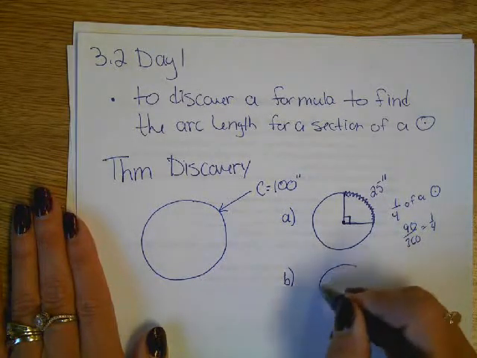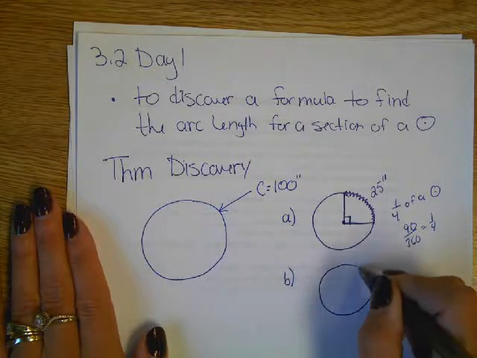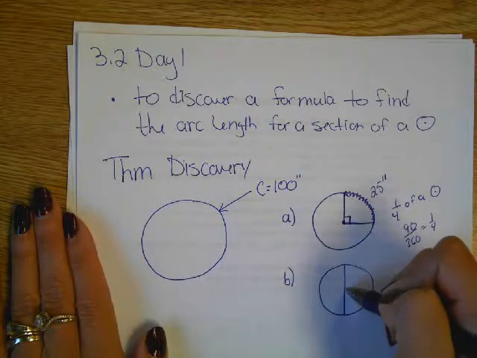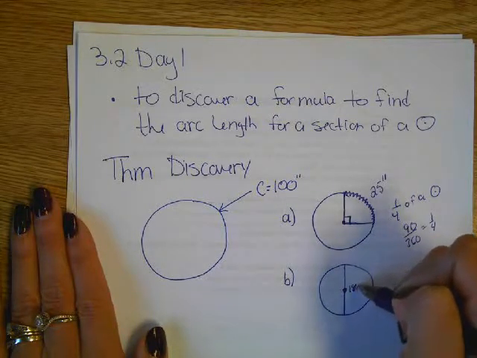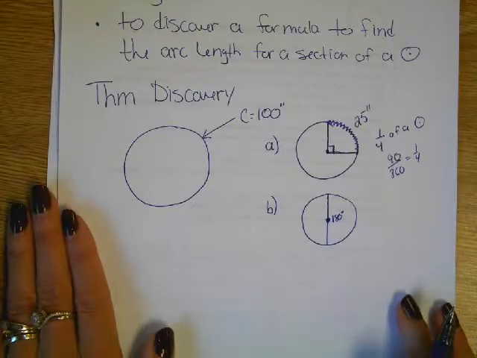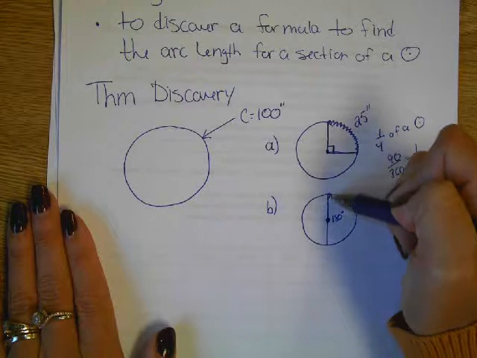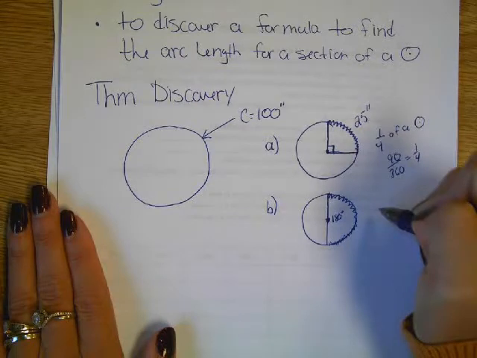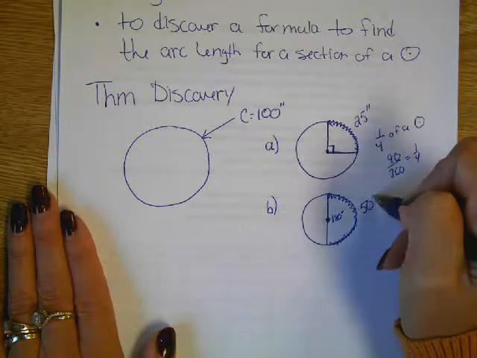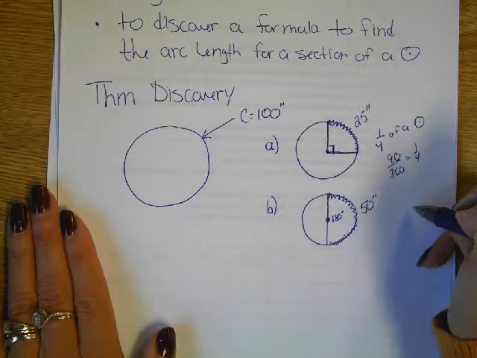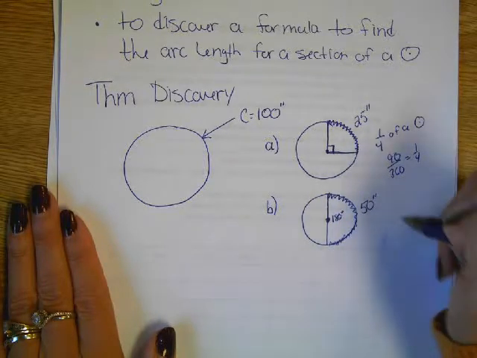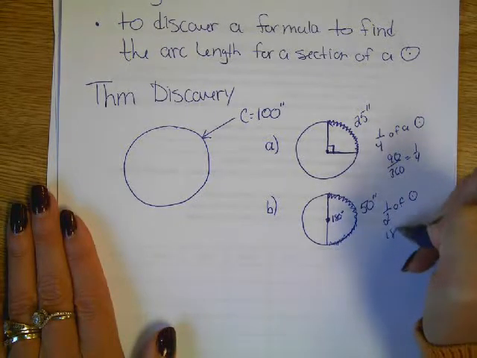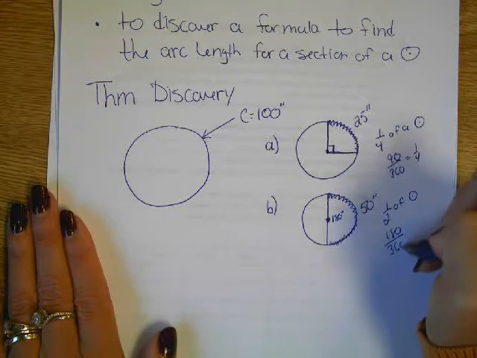What if we go with 180 degrees? Common sense says, what's that arc length going to be? 50. Because half the circle, 180, is half of 360. 180 out of 360 equals a half.